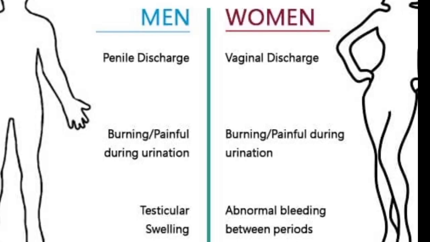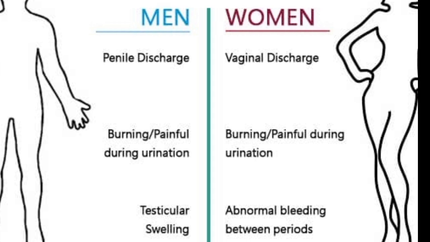Many people with chlamydia have no symptoms or only mild symptoms. If symptoms occur, they may not appear until up to 3 weeks after having sex with someone who has chlamydia. Let's talk about symptoms of chlamydia in men. Penile discharge. This refers to an unusual discharge from the penis which can be clear, white, yellow, or green. Burning or painful urination. This is a common symptom of chlamydia, and it can also be a sign of other sexually transmitted infections. Testicular swelling. This is less common, but it can occur in some cases of chlamydia.